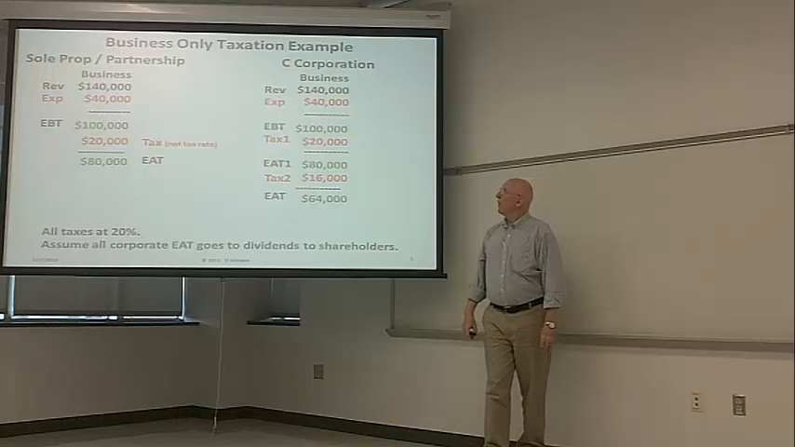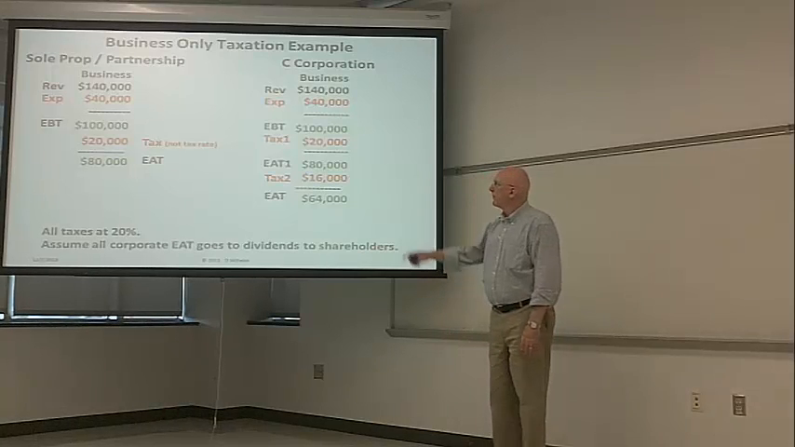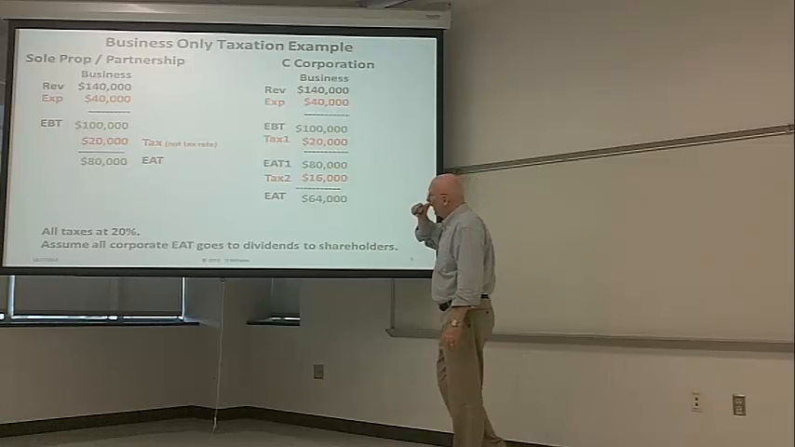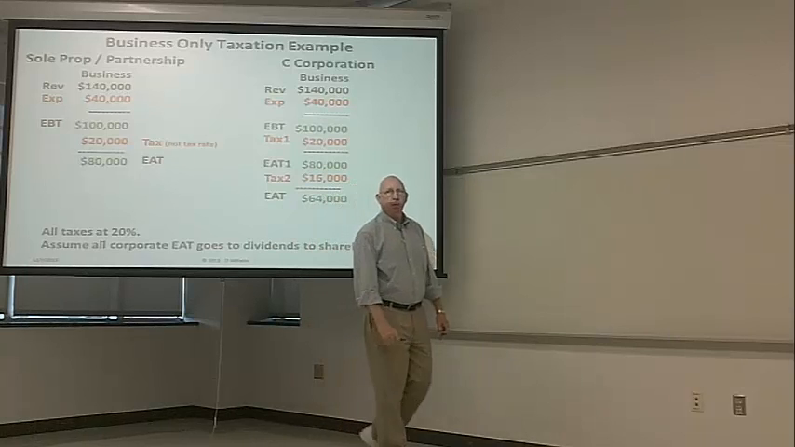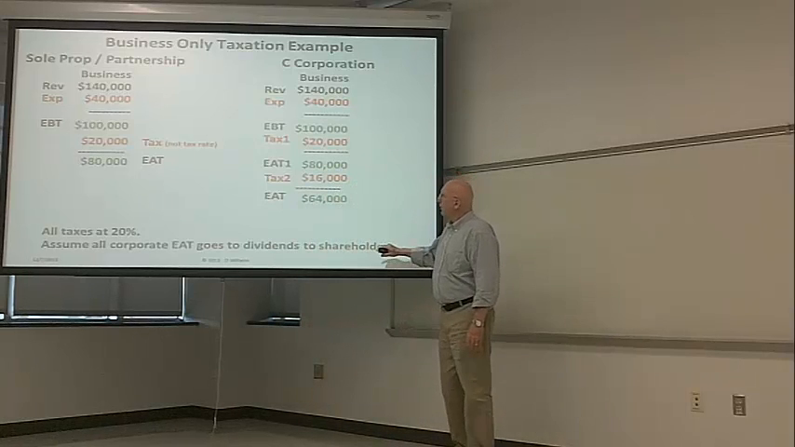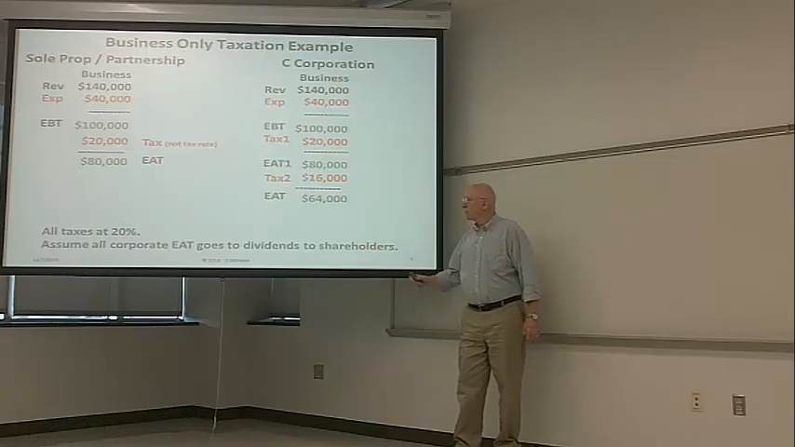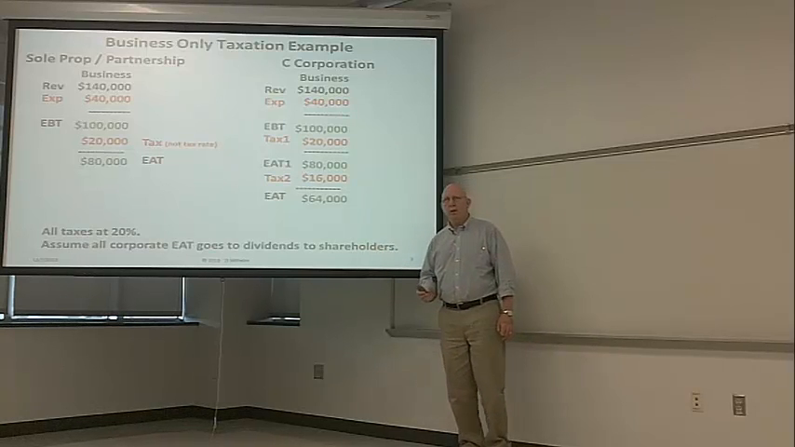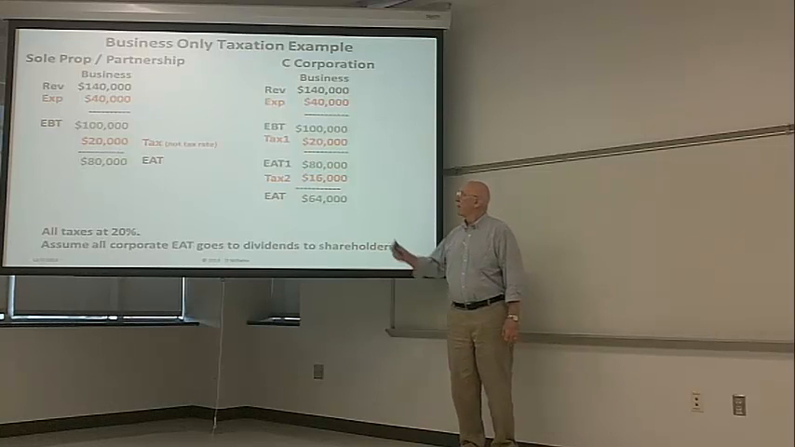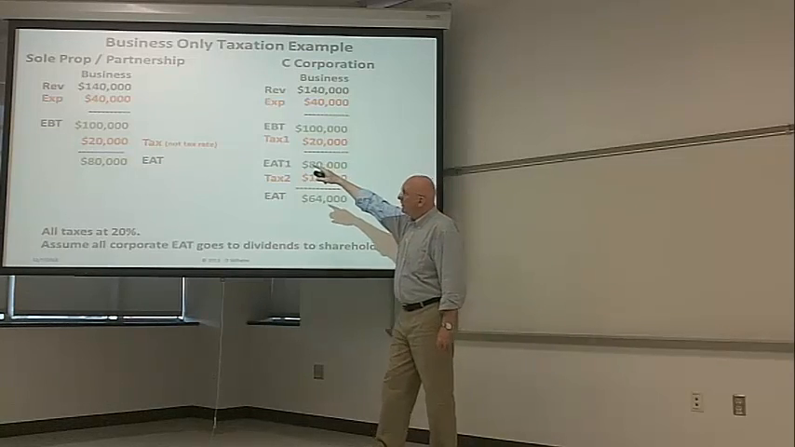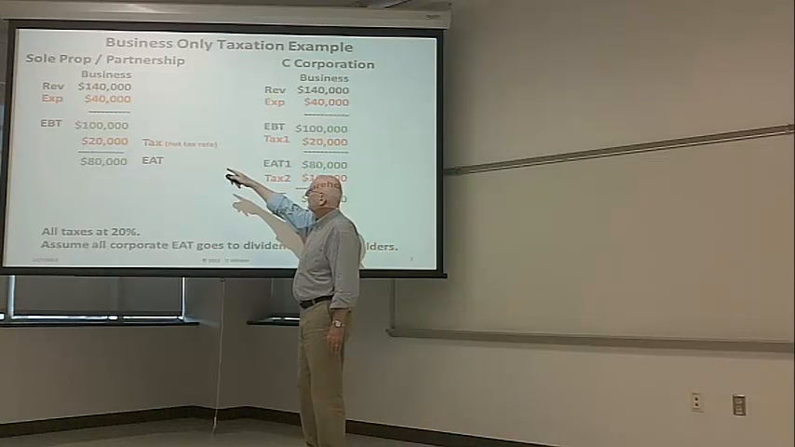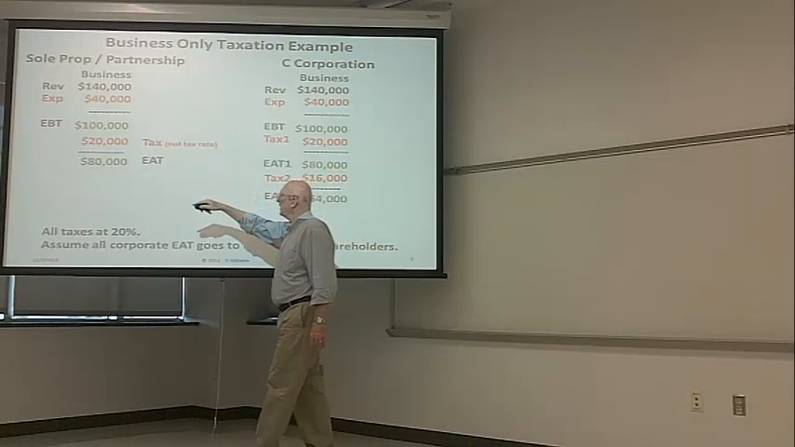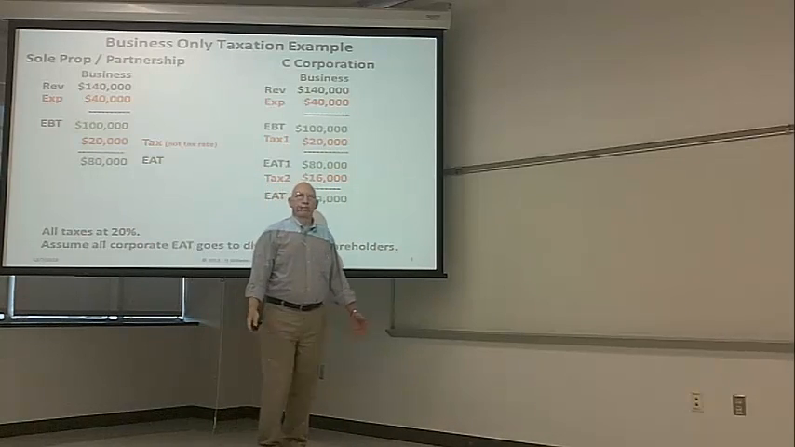Here's a business-only taxation example. On the left-hand side, we're assuming that all taxes are 20%, both business and personal. We're also assuming that 100% of the corporate earnings after taxes is distributed to the stockholders. If you have a single taxation business, revenue minus expense, you've got $100,000, taxed at 20%, you've got $80,000 left. Pretty straightforward.